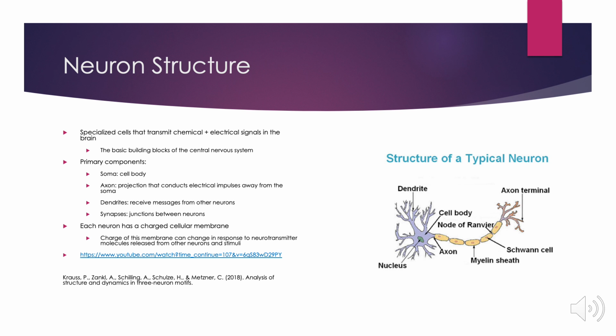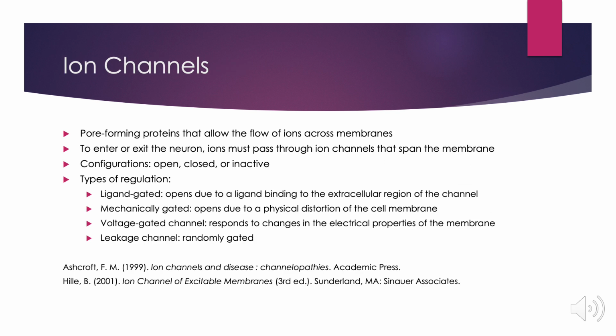So as you can see, the structure of the neuron is very important because if there's anything wrong with the neuron itself, then the communication between neurons will be inhibited or altered. And the most important concept that we'll focus on today is action potential and the ion channel's role in the action potential. So what's an ion channel?